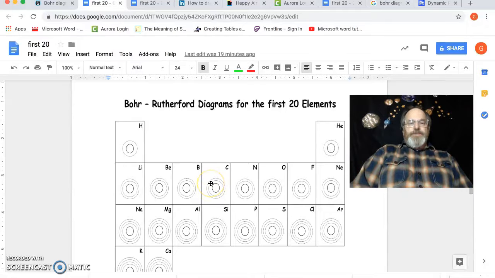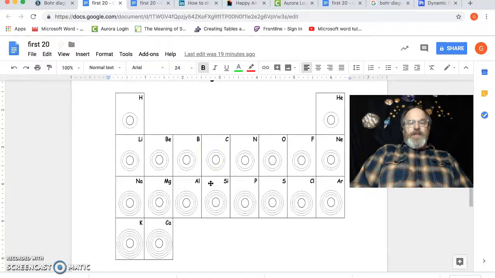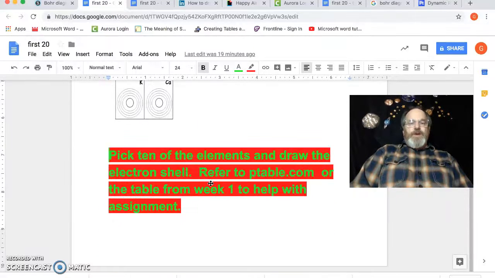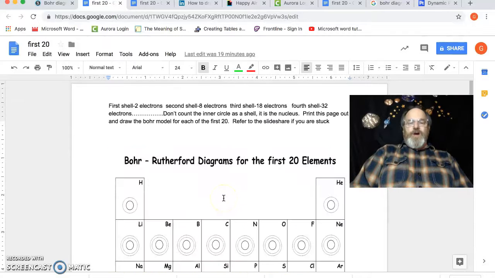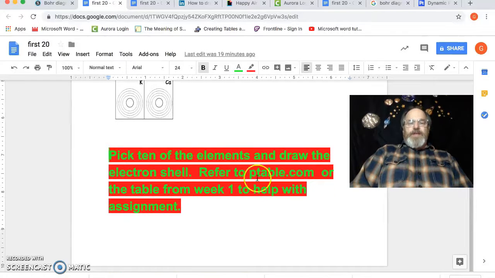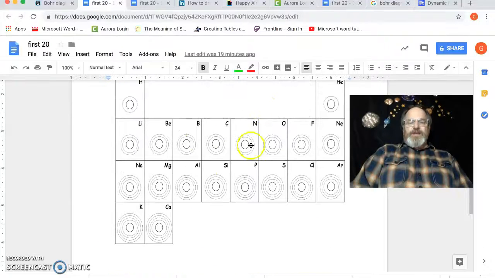So let's say that you wanted to do, well, here, pick 10 of the elements. You don't have to do all of these, okay? Pick 10 of the elements and draw the electron shell. Refer to ptable.com, or there's a table in week 1 that will help you with the assignment. So just pick 10 of these. That's all you got to do.